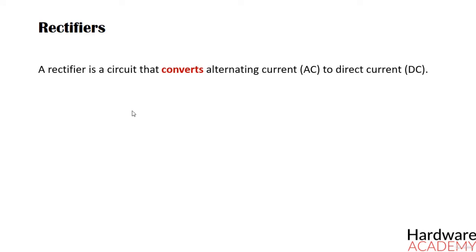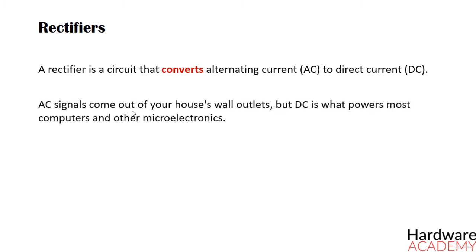A rectifier changes AC to DC. This is one of the simplest and most important applications of diodes, which are sometimes called rectifiers. This conversion is critical for all sorts of household electronics. AC signals come out of your house's wall outlets, but DC is what powers most computers and other microelectronics.